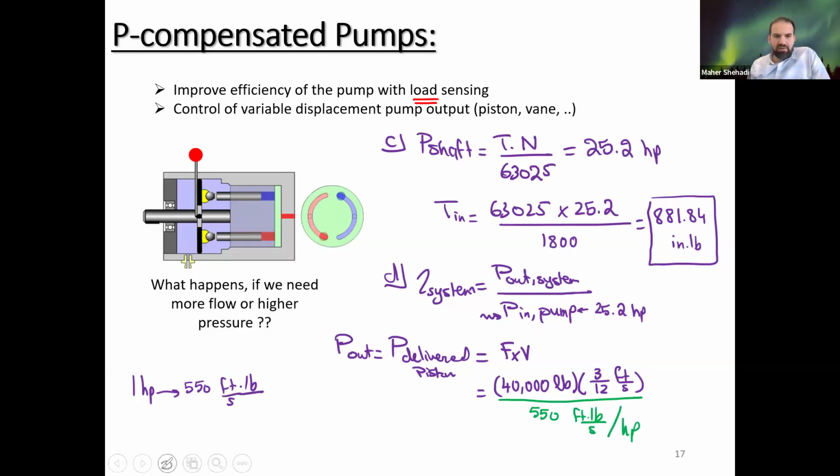So this whole thing will cancel: foot-pound per second with foot-pound per second, and then the per horsepower will go up. So the final answer would be in horsepower. And I got 118.2 horsepower. So we'll plug it here. And if you want, you can leave it as a decimal or multiply it by 100, and that will give you the percentage or the efficiency for your system, 72.2%.